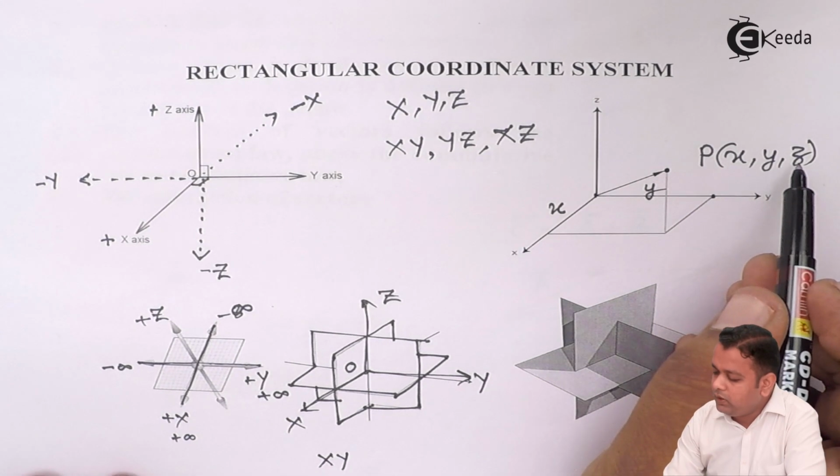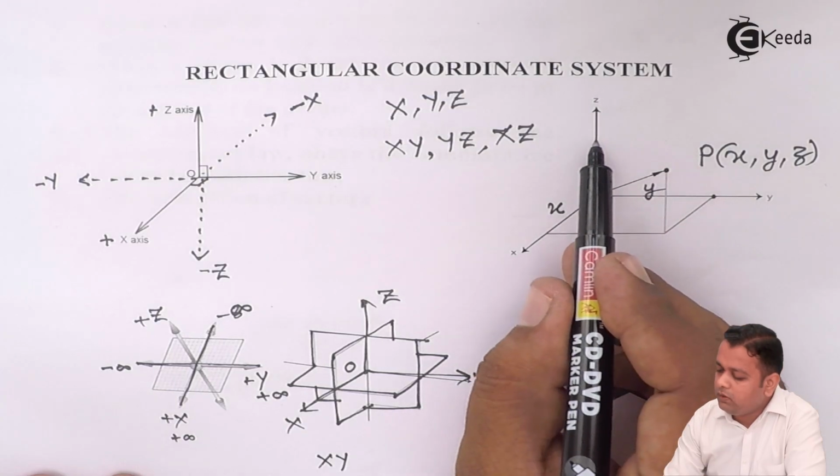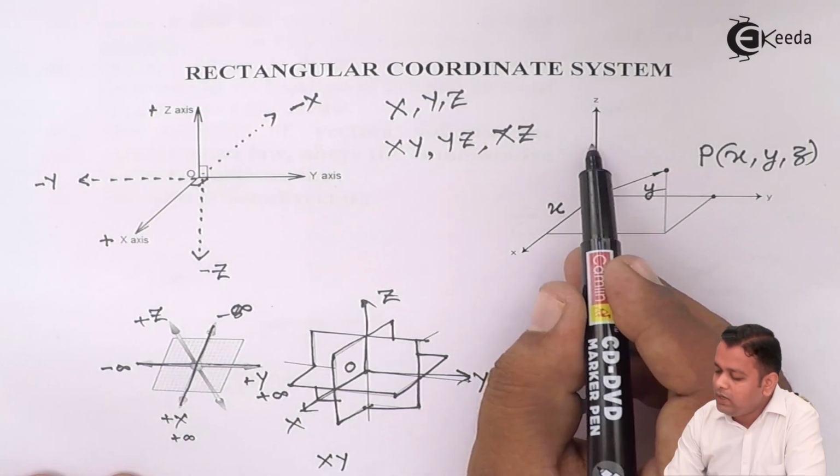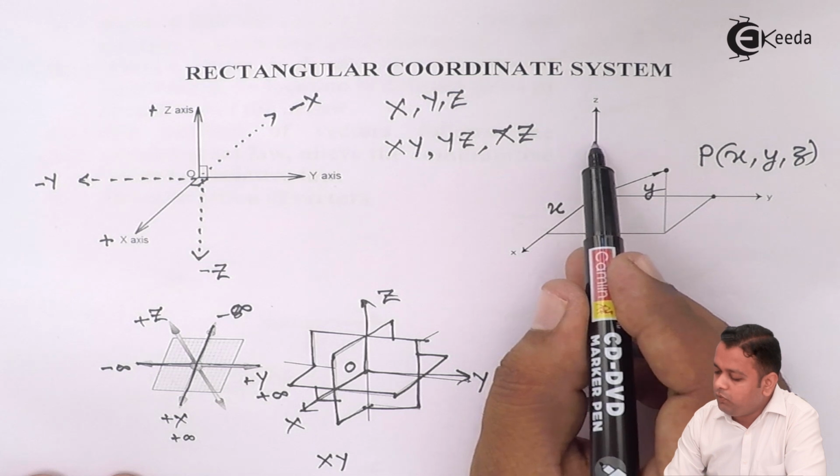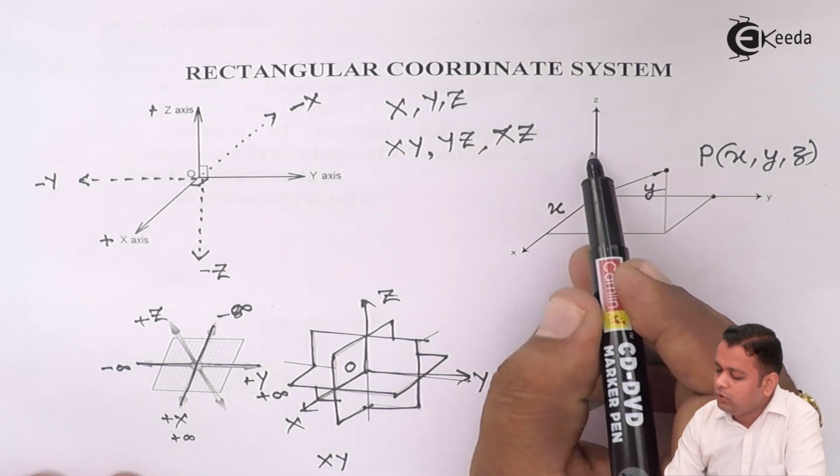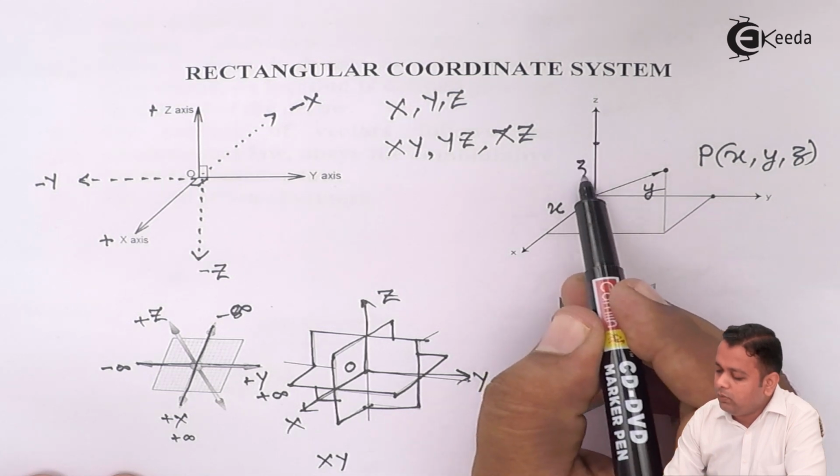And what is z? If you drop a perpendicular onto the z-axis, how much height is attained by that particular point on the z-axis from the origin? This is nothing but z.